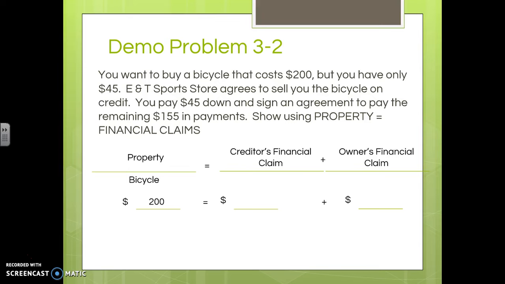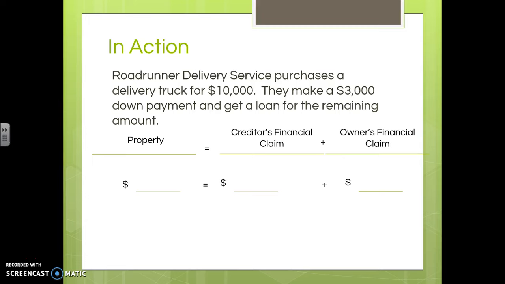Now, in order to pay for that, there are going to be two entities or two parties that are going to have financial claim. The creditor is going to have a $155 financial claim to that $200 bicycle, and the owner is going to have a $45 claim to that $200 bicycle. In order to make sure that property equals financial claim, $200 equals 155 plus 45. Okay? And see how that all fits together, making the equation equal, balancing it out.